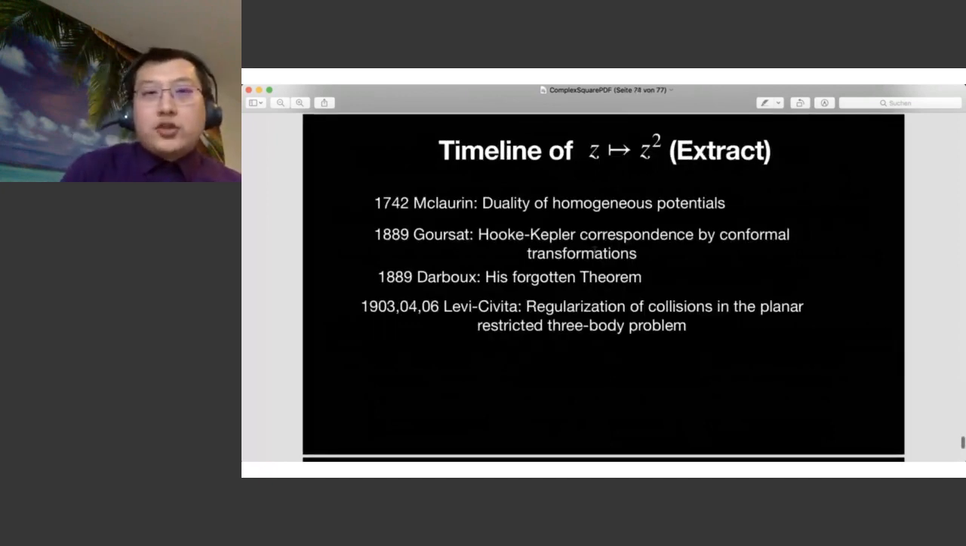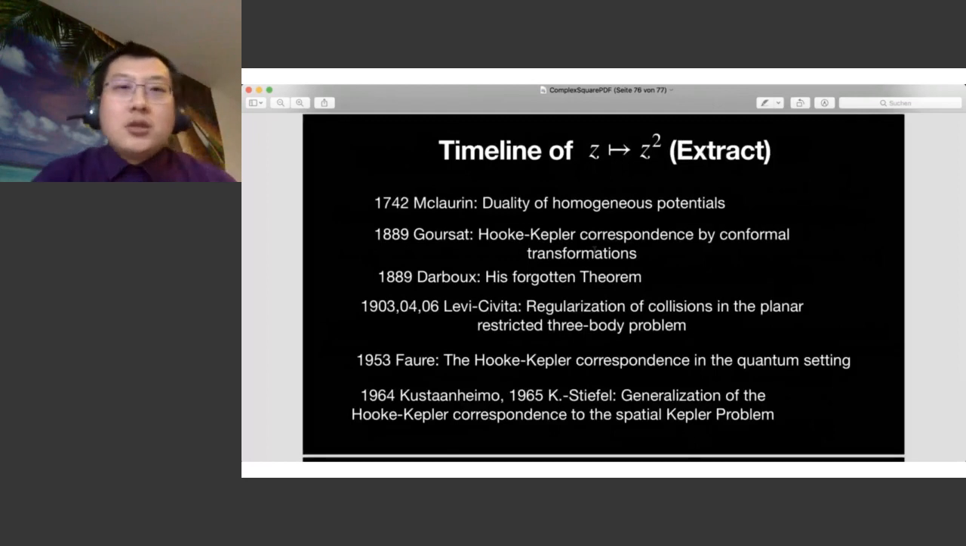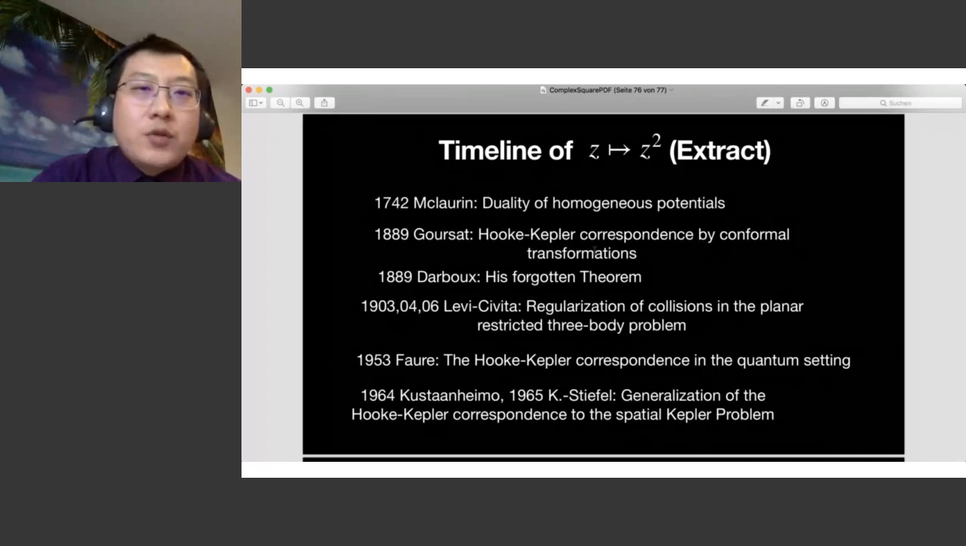Okay, so here's a very short timeline about this mapping. Apparently, the duality of homogeneous potentials was a subject already looked at by Maclaurin, and then Hooke proposed to understand the Hooke-Kepler correspondence by this mapping, but more generally the correspondence by conformal transformations in the plane. And to this note, Darboux adds 2 pages which state his forgotten theorem that we have said.